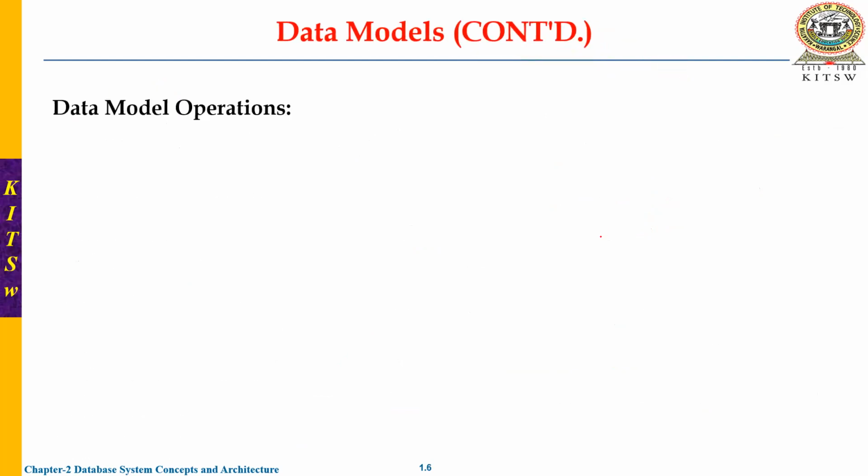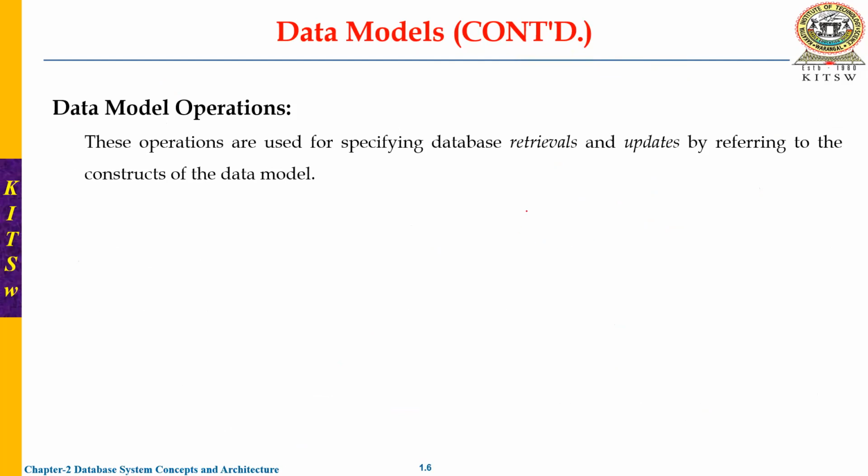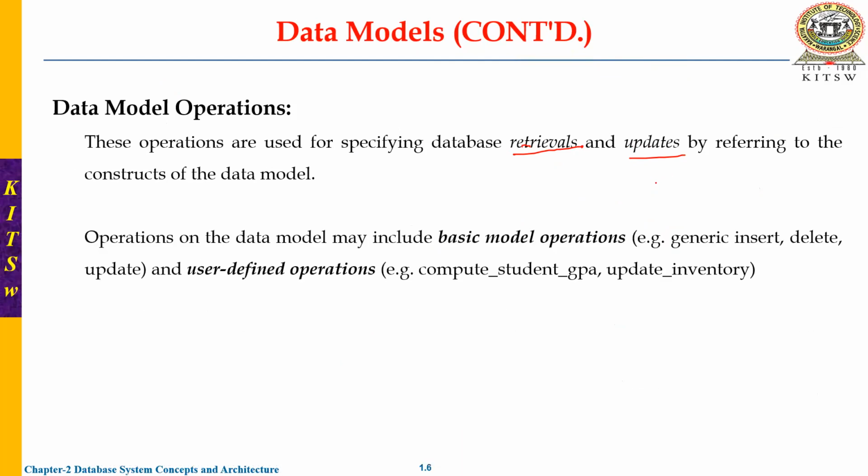Data model operations are used to specify database retrieval and updates by referring to the constructs of the data model. Operations on the data model may include basic model operations or user-defined operations. Basic model operations are generic, like insert and delete. User-defined operations are, for example, computing the student GPA, which has some formula, or update inventory, which also has a formula. That depends upon the organization and the user's logic code.